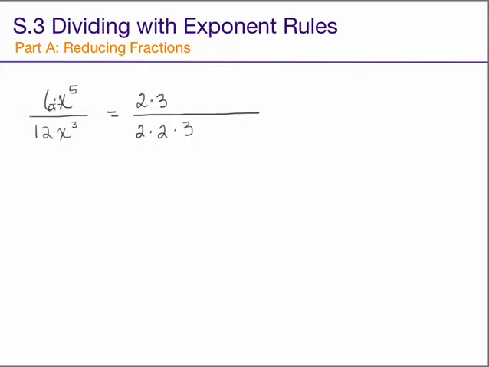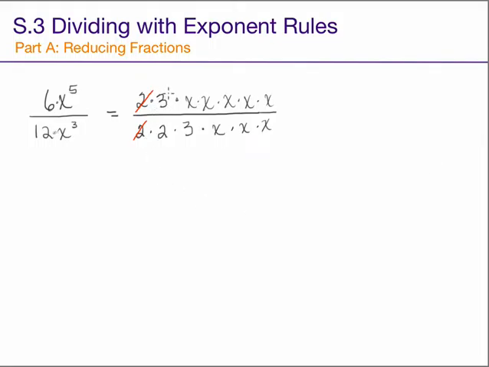All right, that takes care of my 6 and my 12. But what about my x to the 5th? Well, x to the 5th means x times itself 5 times. So let me write out all 5 copies of my x in the numerator. And in the denominator, I'm going to write out all 3 copies of my x. Now I'll go back and look for common factors in the numerator and the denominator. 2 divided by 2 is 1, so I can cancel these factors.